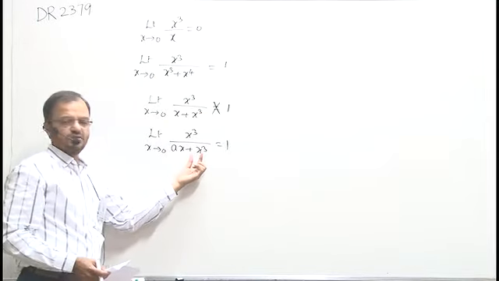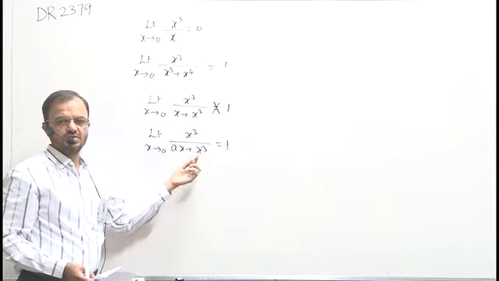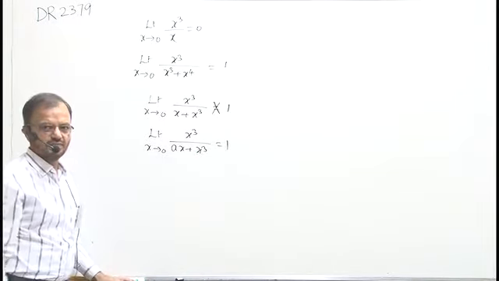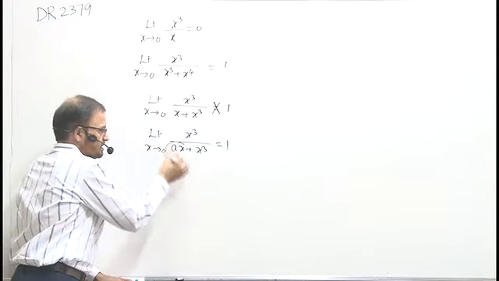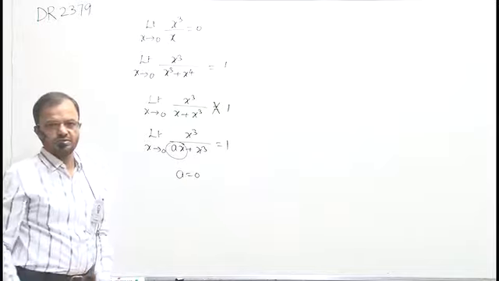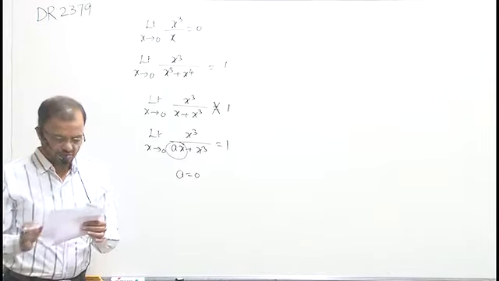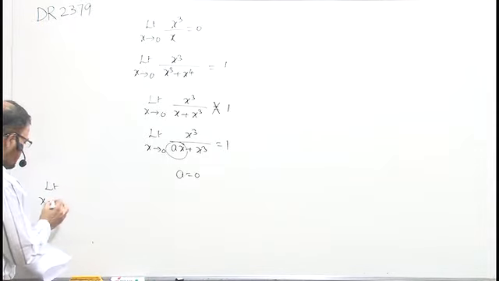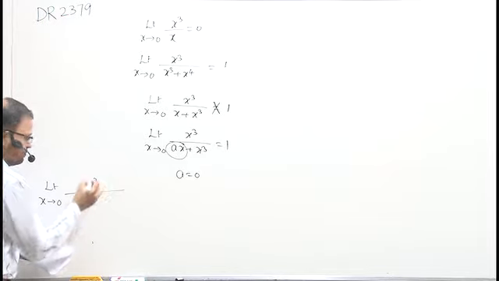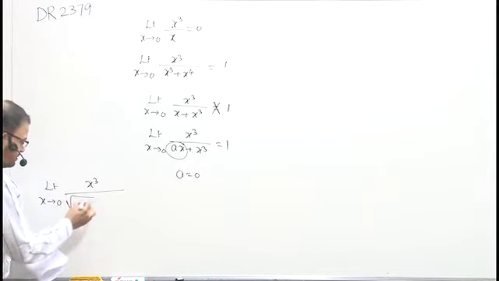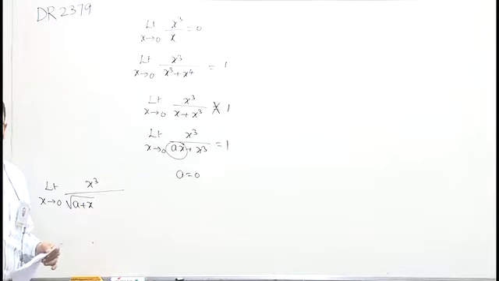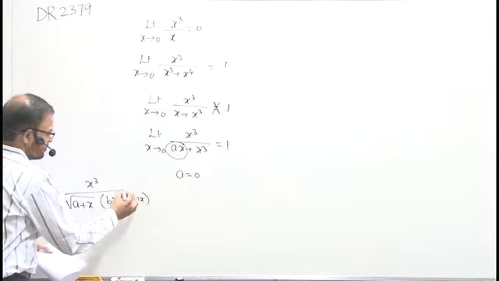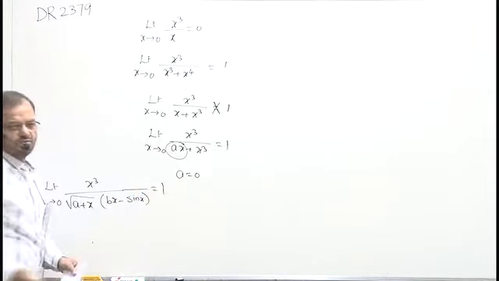That means here the numerator and denominator must have the same coefficients and the terms of power less than x cube must vanish. If this must vanish, the value of a must become equal to 0. This is the concept I am going to use in this question. Now I am writing here the limit as x tends to 0 of x cube over the square root of a plus x, times bx minus sin x. This limit must be equal to 1.